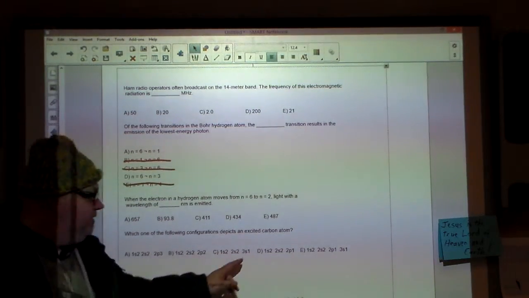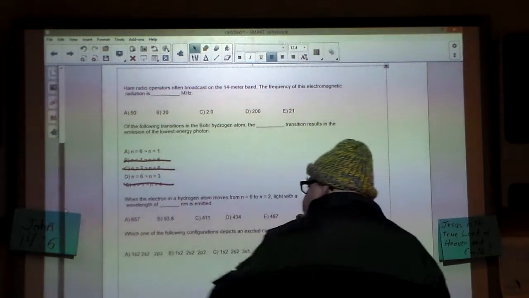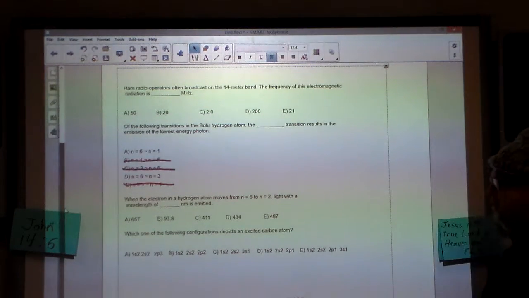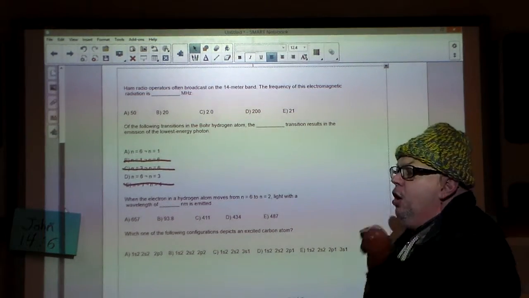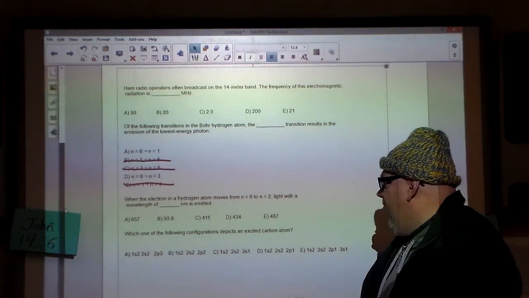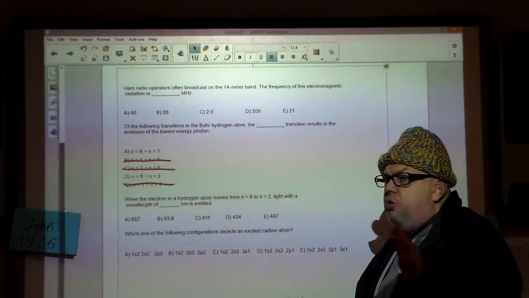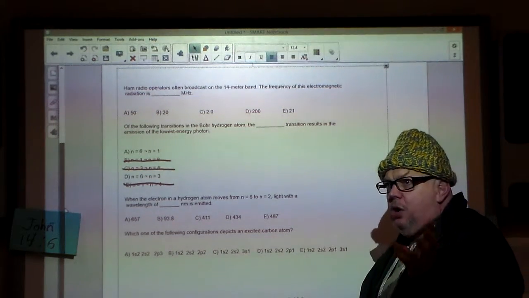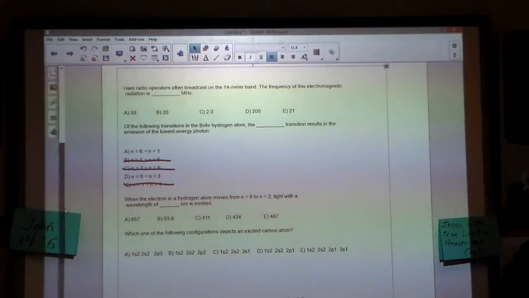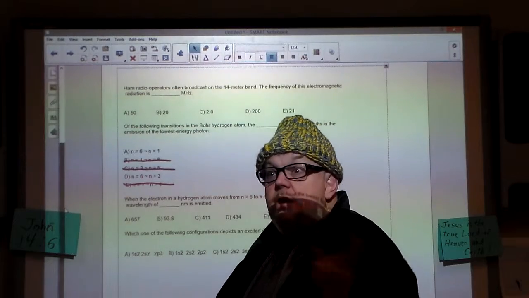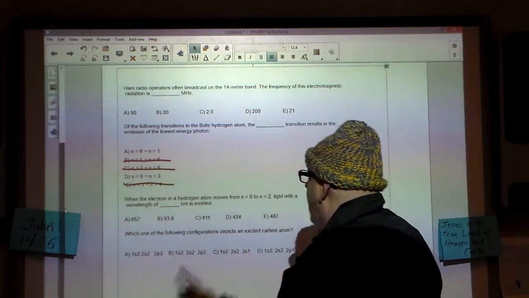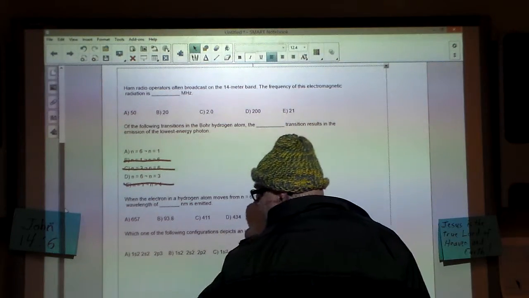Now let's take a look at this one here. Which one of the following configurations depicts an excited carbon atom? Well, first thing you have to ask is, how many electrons would you have in a regular carbon atom? If you look on the periodic chart, carbon has an atomic number of 6, 6 protons, therefore 6 electrons. Okay, so let's look and see here.